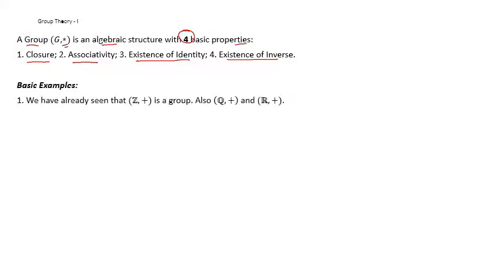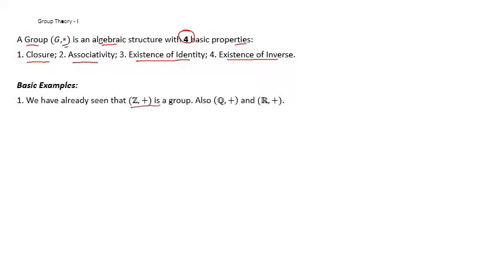So finally আমরা আরেকবার চালিয়ে নিই। A group G star is an algebraic structure that has four basic properties. আমরা আগেরবার দেখলাম, এক নম্বর হচ্ছে closure property, দুই নম্বর হচ্ছে associativity property, তিন নম্বর হচ্ছে existence of identity, and চার নম্বর হচ্ছে existence of inverse. আমরা দেখেছি এর সাথে যদি একটা additional property থাকে, which is that the binary composition star is also commutative, যদি এই propertyটা আমরা add করে দিই, then we get what is called an abelian group. Now we give some basic examples.